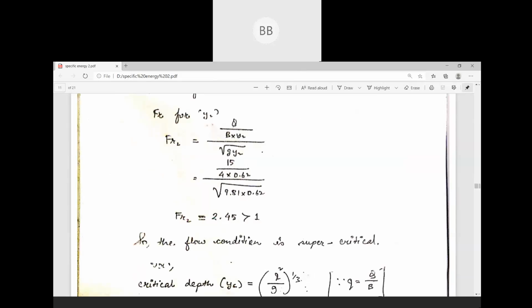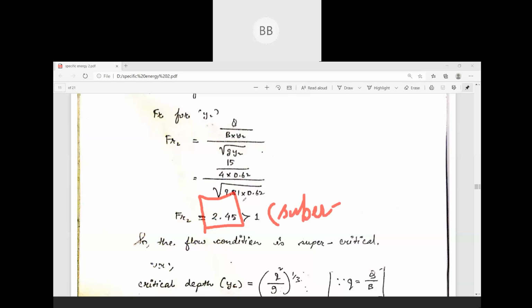How much did you get? The Froude number for the next depth. For depth of flow 0.62, you will get around 2.45. Yes, correct. So definitely it's greater than 1. So you can say this flow is subcritical. Sorry, greater than 1, so it is supercritical.